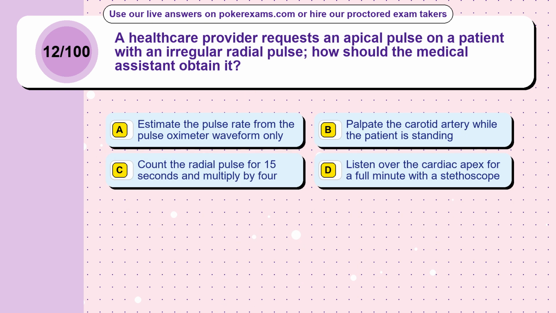Question 12. A healthcare provider requests an apical pulse on a patient with an irregular radial pulse. How should the medical assistant obtain it? Option A. Estimate the pulse rate from the pulse oximeter waveform only. Option B. Palpate the carotid artery while the patient is standing. Option C. Count the radial pulse for 15 seconds and multiply by 4.